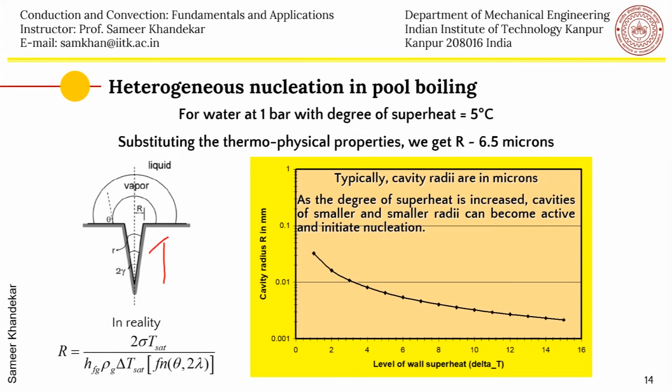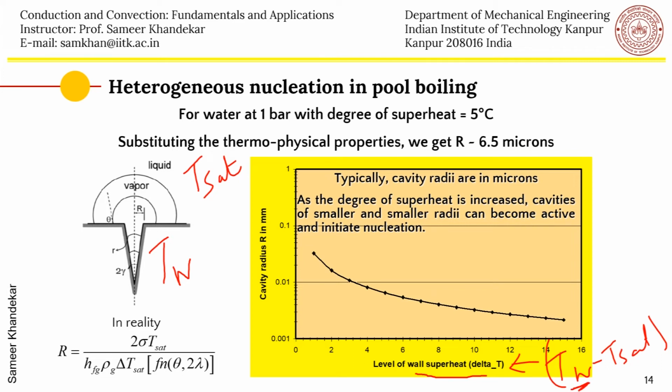And the cavity radius R, which we just got in the previous slide. So what it tells you is that as the level of superheat becomes higher and higher, so if you keep on increasing the wall temperature, you will see that a smaller and smaller cavity radius becomes active. So you can see here, R becomes smaller and smaller. So what it actually means is that when you increase the delta T, more nucleation sites become active.